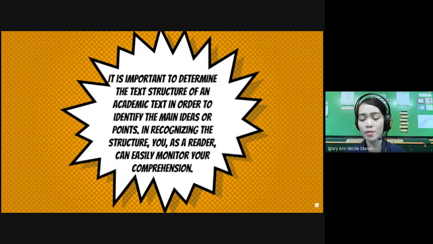So, for example, I am reading the cause and effect structure. So if I know that this is the structure that I am reading, then therefore I could expect that there will be effects. I could see the effects of this specific topic. And if I have met that expectation, then I will be satisfied with what I am reading. And I could be able to understand that topic very well.